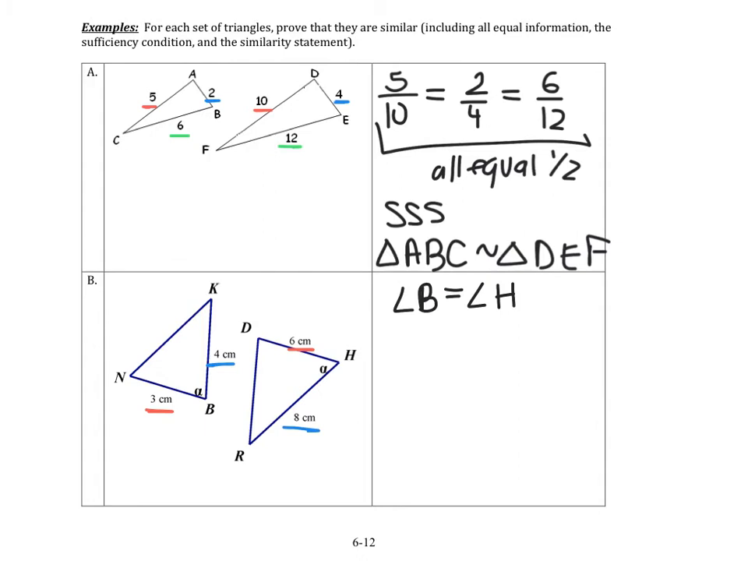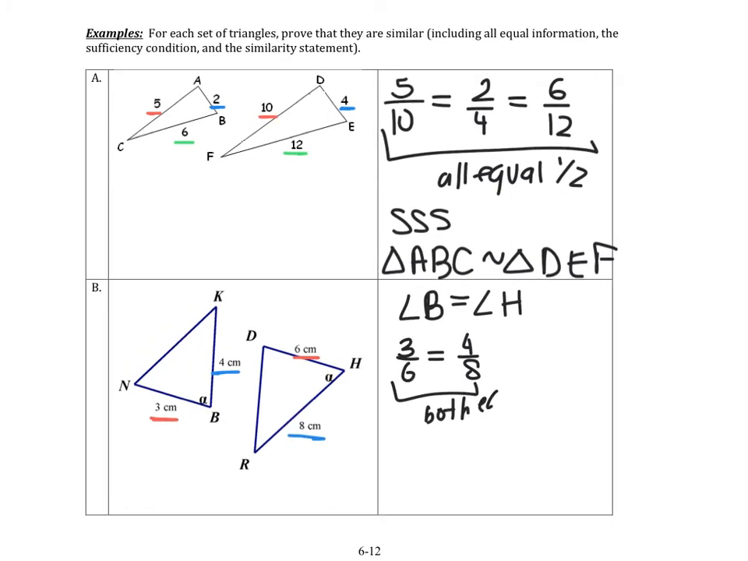So now I'm going to write my ratios. 3 over 6 equals 4 over 8. They both equal 1/2. Okay, so this would be your side, angle, side proof.